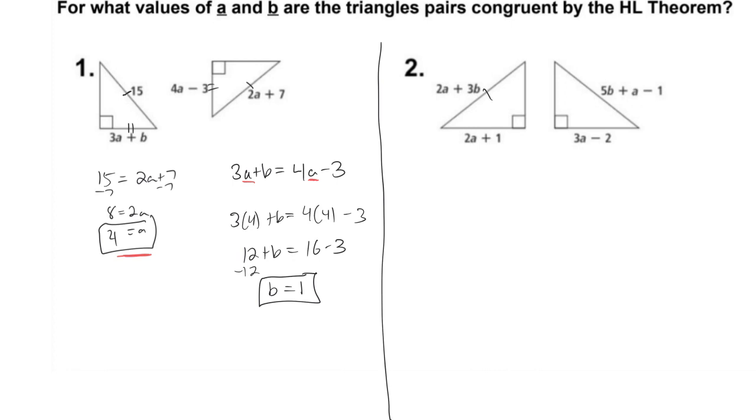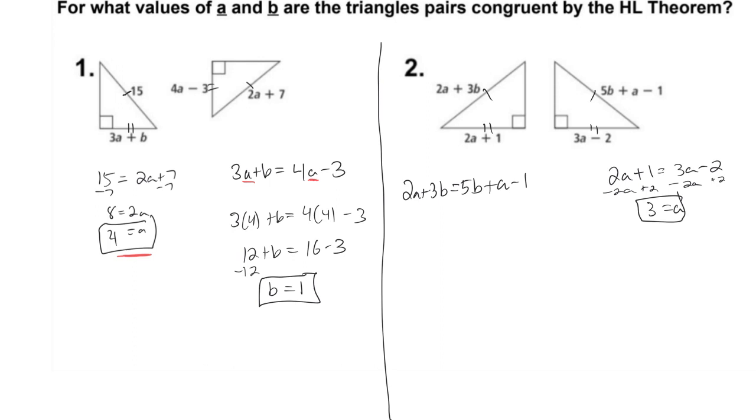All right. And then the next one, same thing. Hypotenuses, set them equal to each other. 2A plus 3B is equal to 5B plus A minus 1. And then the legs. So we're going to have to solve for A first using the legs being equal to each other. So I'm going to minus 2A over and add 2 to both sides. So we get 3 equals A.